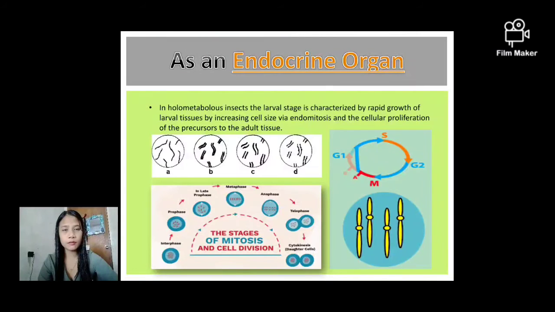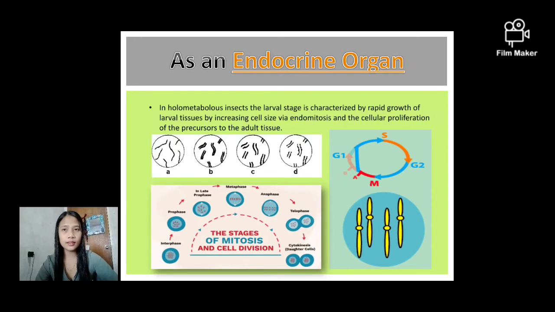Proceed in fat body function as an endocrine organ. It says here, in holometabolous insects, the larval stage is characterized by rapid growth of larval tissue by increasing cell size via endomitosis and the cellular proliferation of the precursors to the adult tissue. So, here are the examples of holometabolous insects.